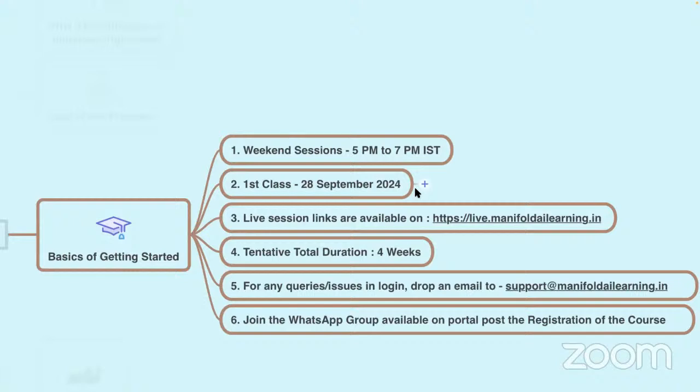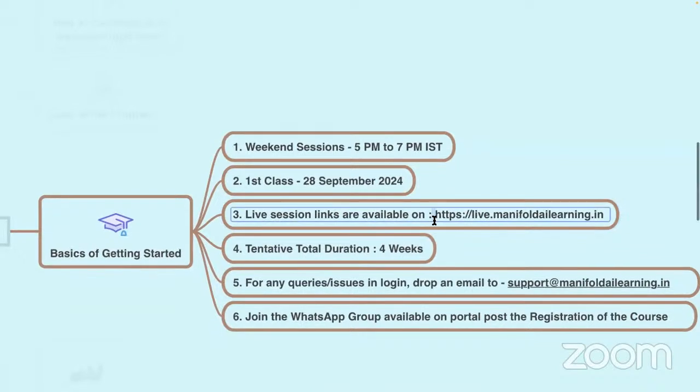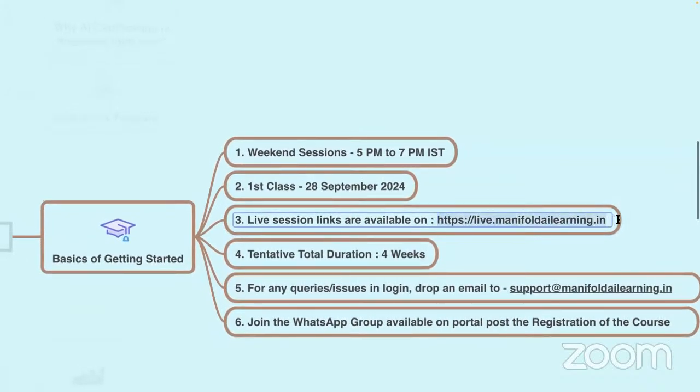So most of you who have joined with us, I think I've got an update from the backend team that the access has been provided for your email address. Now, for some reason, if you're unable to access it, go to this URL live.manifoldailearning.in and see if you are able to log into the portal.